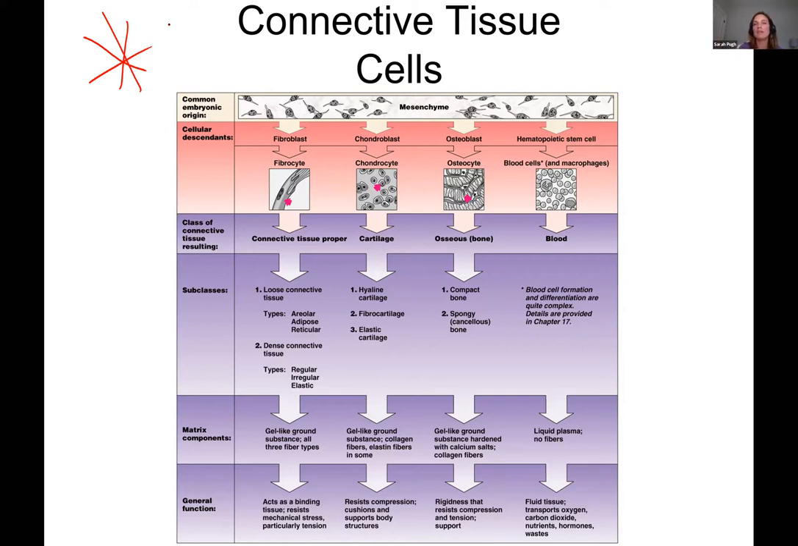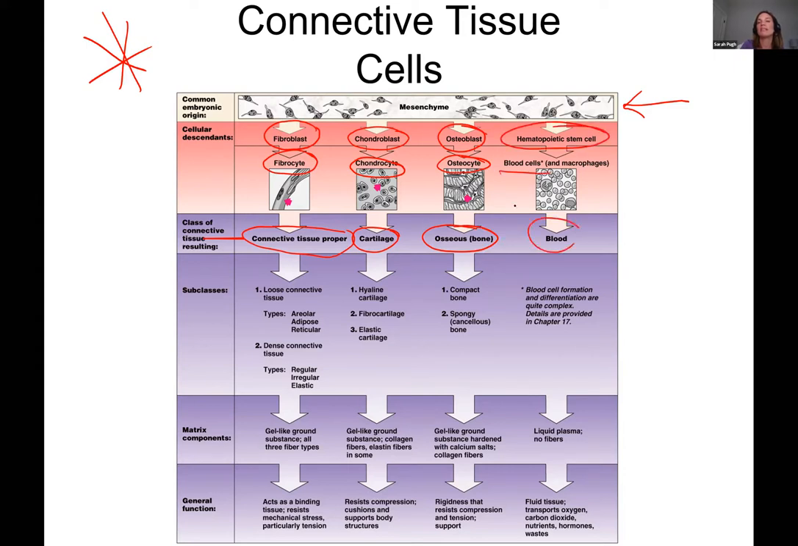Because if we start at the top, you can see that we've got mesenchyme. Remember, all connective tissues come from that embryonic tissue called mesenchyme. And then it moves into your cells, right? Fibroblasts. Fibroblasts turn into fibrocytes, and those form connective tissue proper. We can see chondroblasts turn into chondrocytes. Those form cartilage. Osteoblasts turn into osteocytes, which make bone. Hematopoietic stem cells turn into blood cells, and they make blood.